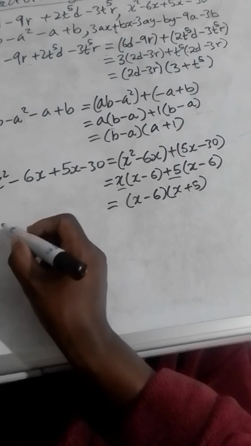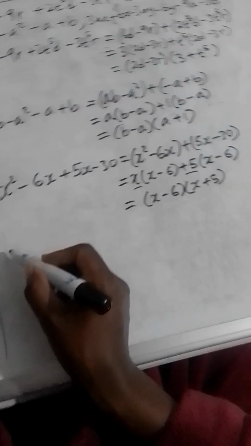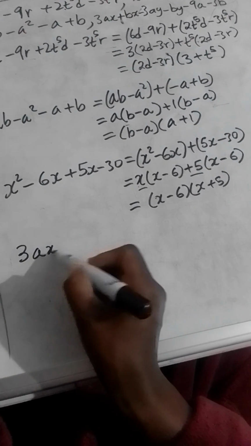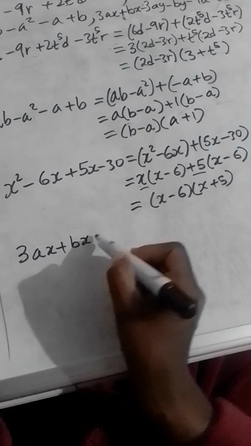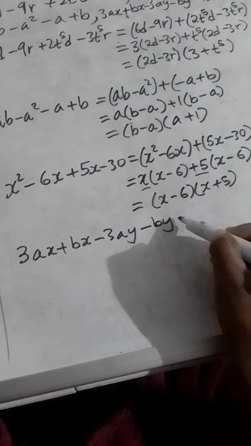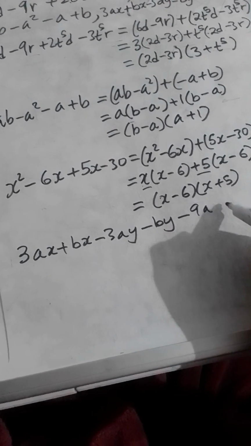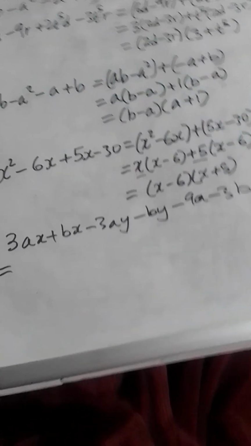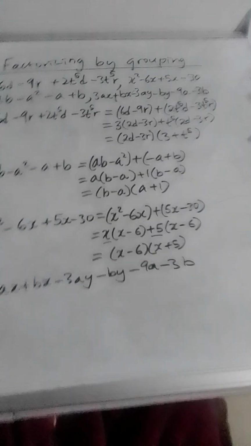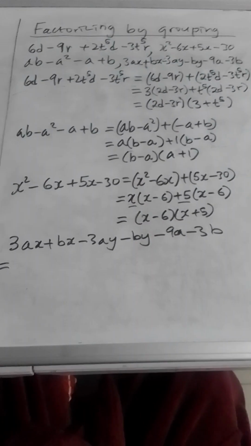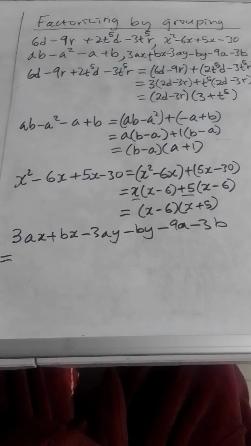Number 4 is the long one, with a lot of terms. So it's 3ax plus bx minus 3a minus by minus 9a minus 3b. And in this case, we have 6 terms. So that's a multiple of 3. So it's also a multiple of 2. If we like, we can group in pairs or we can group in triples.